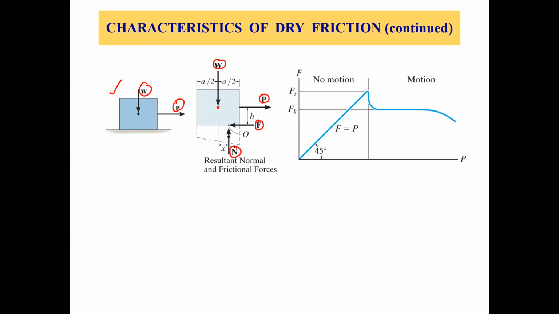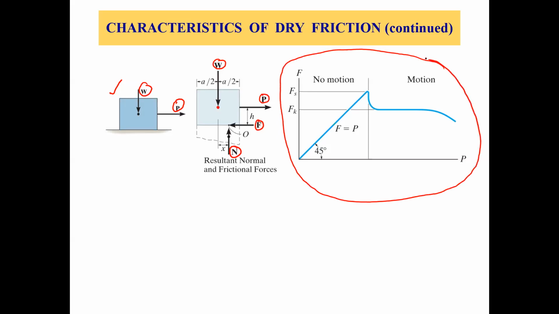Now, if we draw a plot between the force P, which is the applied force, and the force F, which is the friction force, we'll get something like this. This is the plot showing the relation between P and F, the applied force and the friction force. Now, as you can see, the initial portion of this curve is linear up till this point.